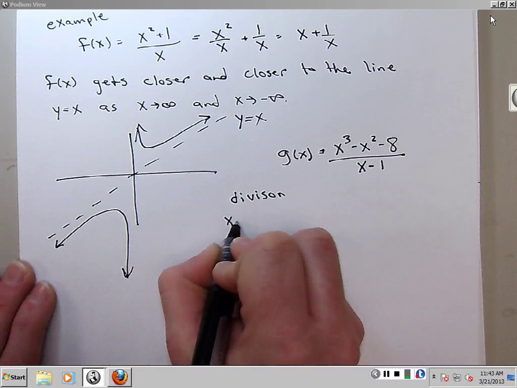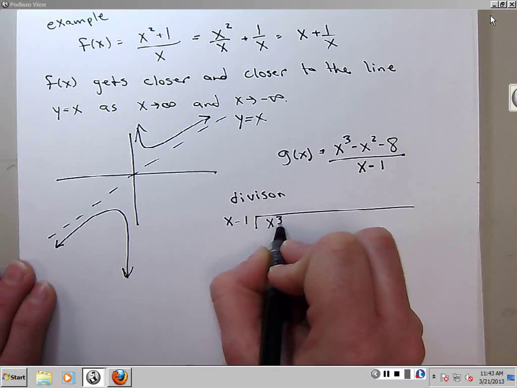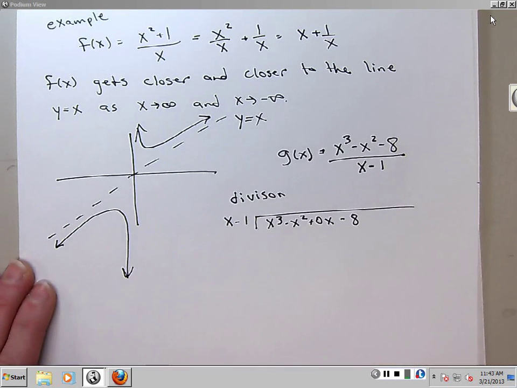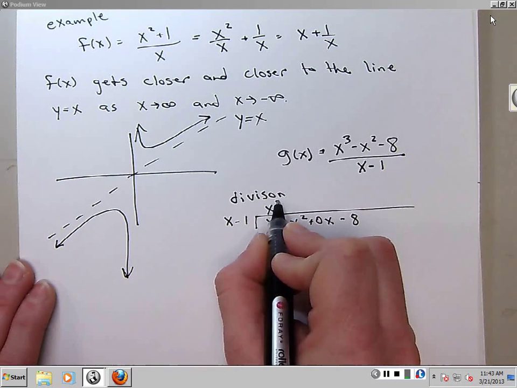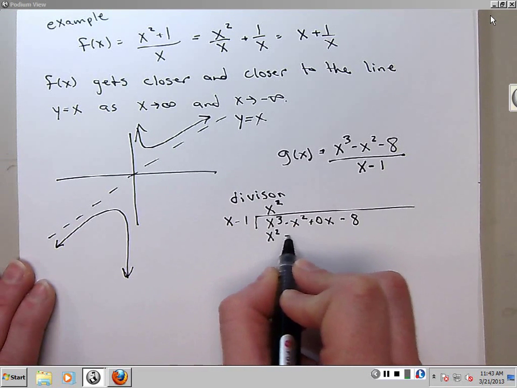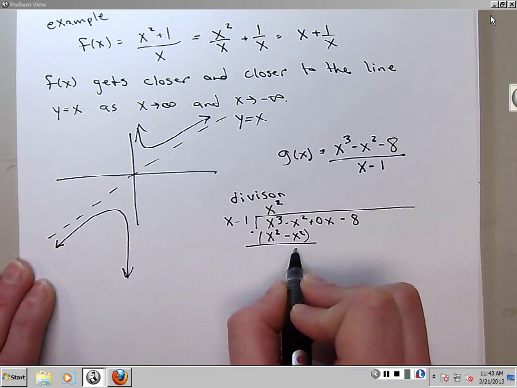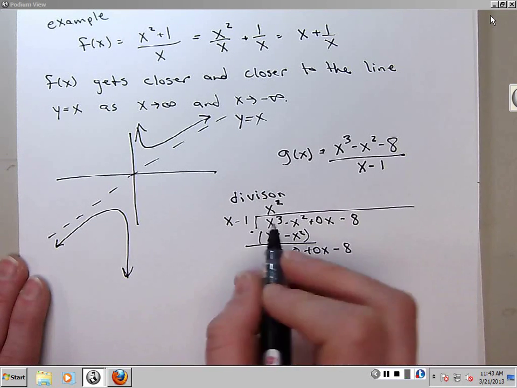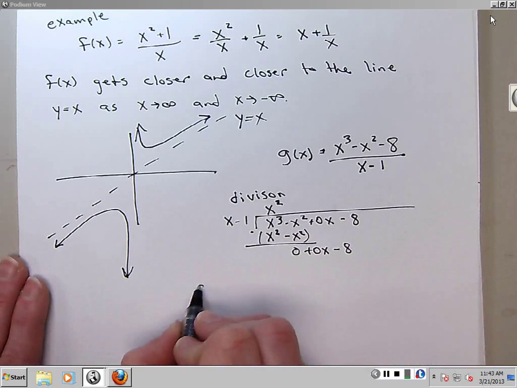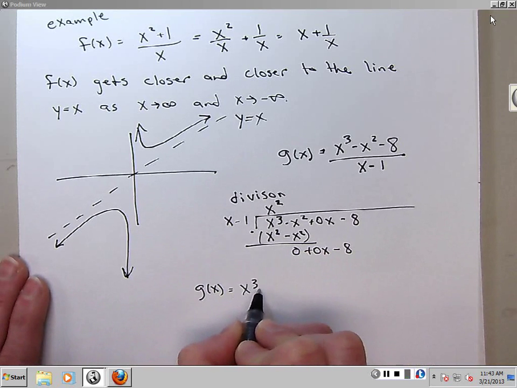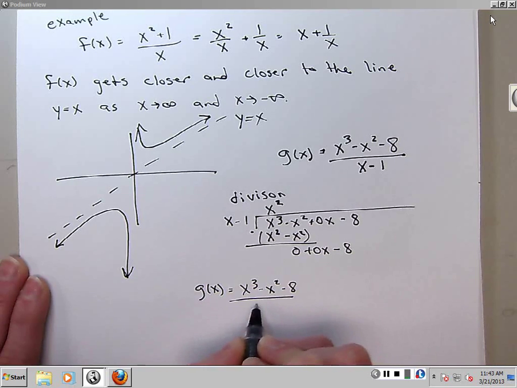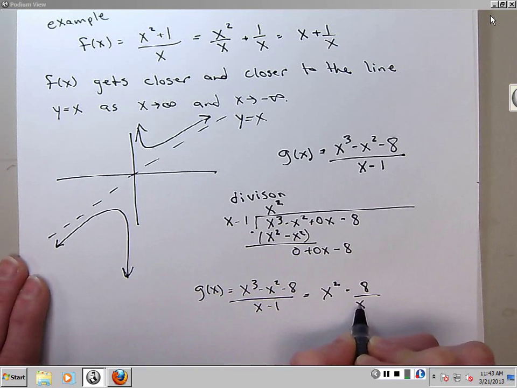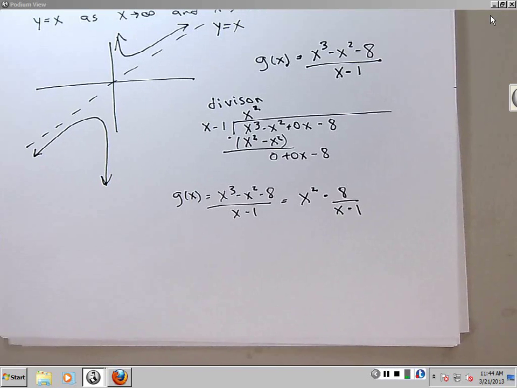I have x minus 1 divided by x cubed minus x squared plus 0x minus 8. So this here would be x squared. So this gives me x cubed minus x squared. When I subtract that, I get 0 plus 0x minus 8. So another way to write g of x, x cubed minus x squared minus 8 over x minus 1, would be as x squared minus 8 over x minus 1. You guys remember doing long division like this?